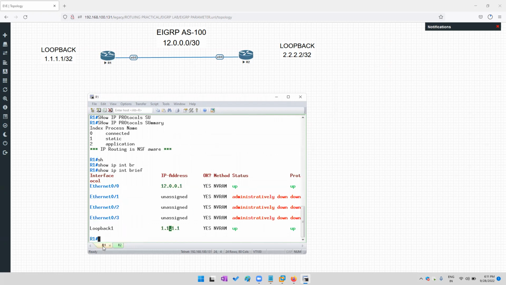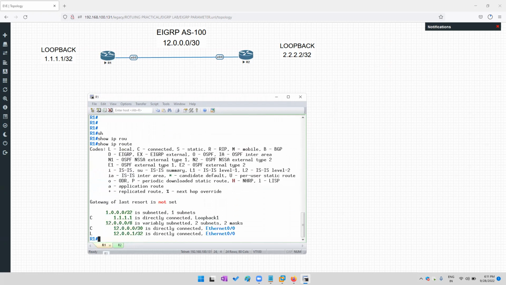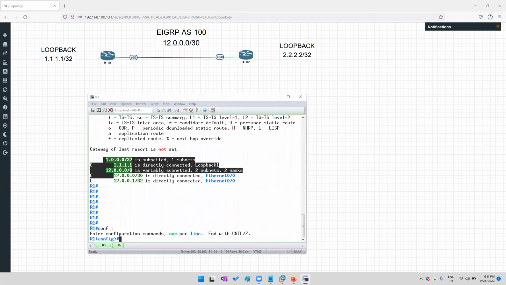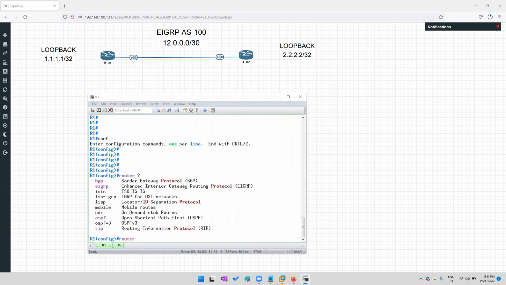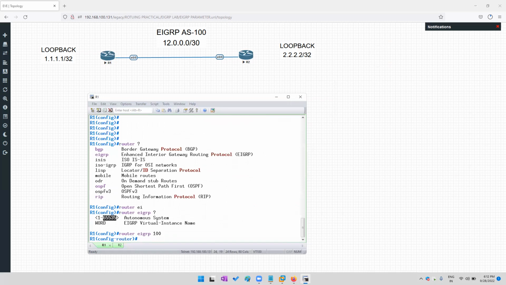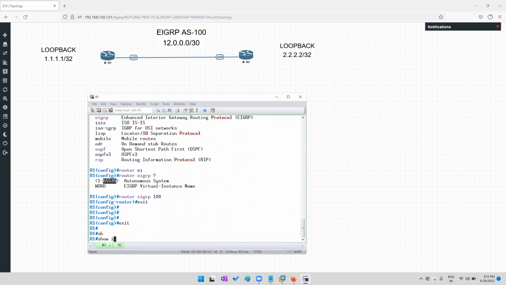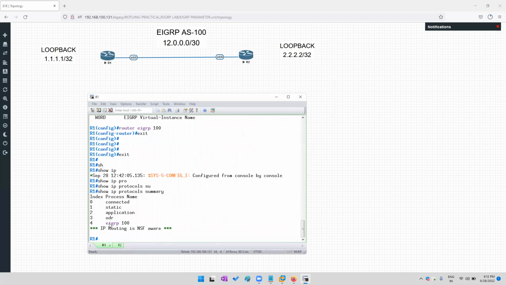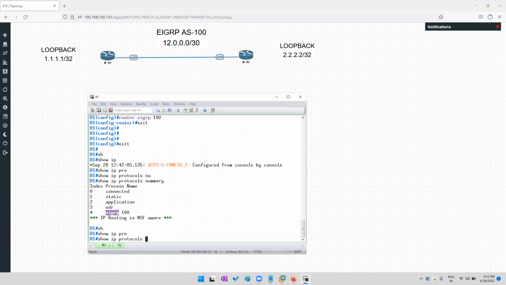Now, why are we using routing? Because in the router 1 routing table, we are not getting the 2.0 network. So how to enable it? It's very simple. Go to config mode, and the command is router followed by the protocol you want to enable. We are running EIGRP. EIGRP has two types, name mode or classic. In CCNP we run only classic mode. Classic means with an AS number, and name mode means EIGRP with a name. So the AS number defines enabling EIGRP, and we are running 100. After entering this, exit, show ip protocols summary. So the EIGRP protocol is enabled.